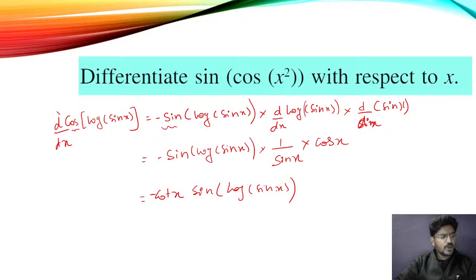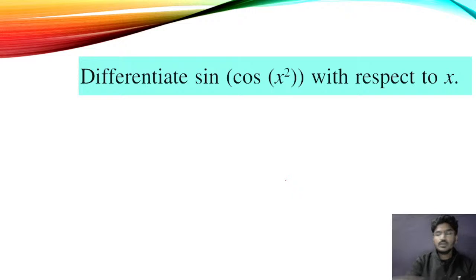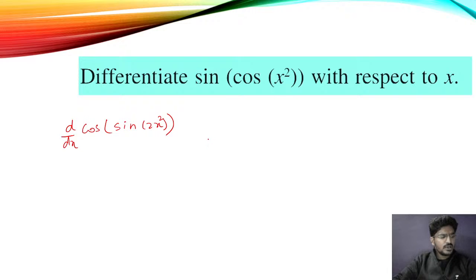So let us change the problem and let us try one more problem of this kind. Let us take d by dx of cos of sin of 2x, cos of sin of 2x, or you can also take 2x square. Clear? So and we can simplify.